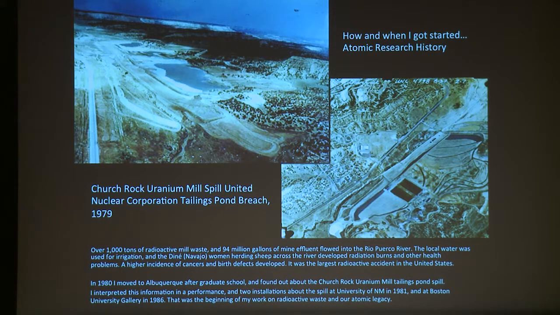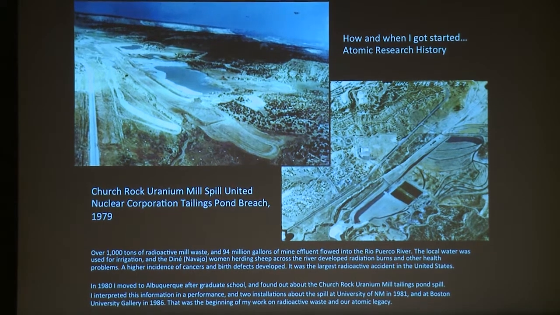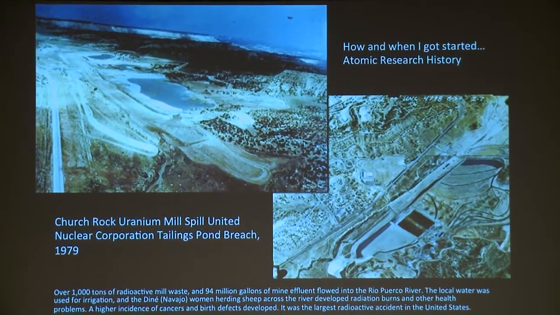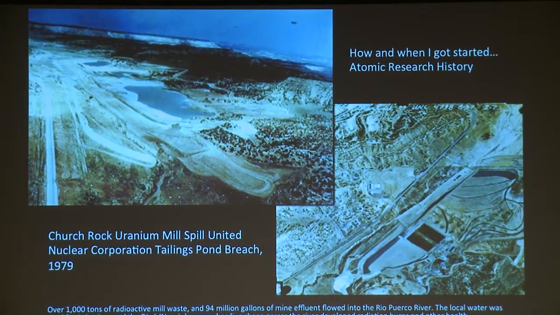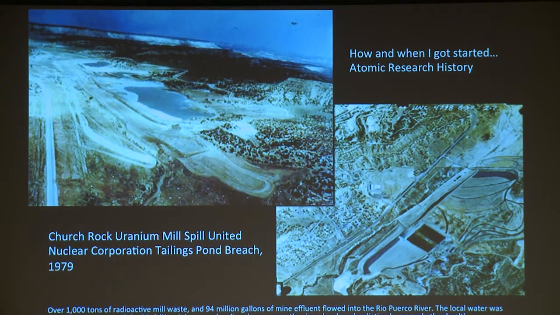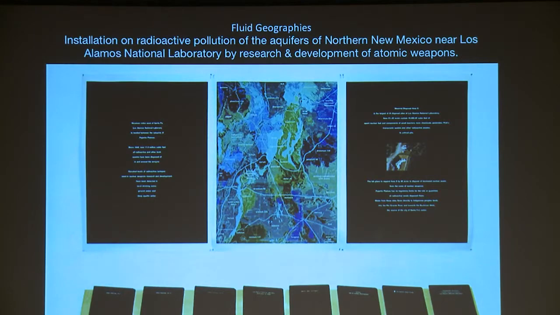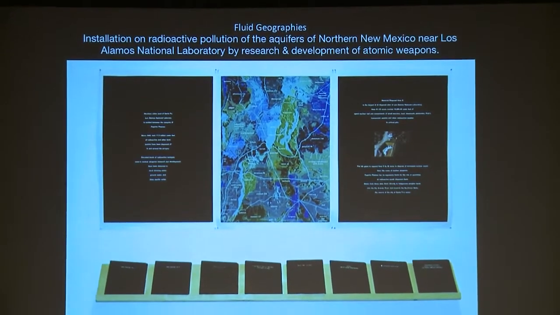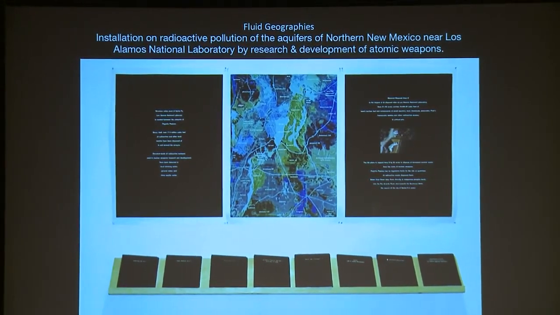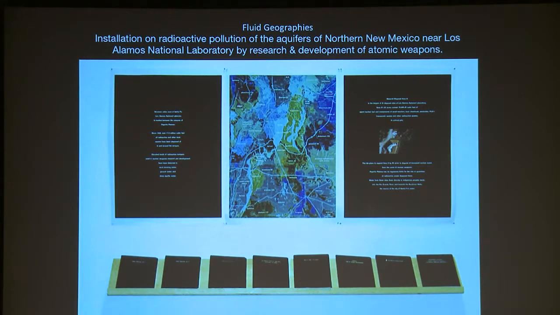Then back in 1980 is when I got very interested in these atomic legacy sites. I was living in Albuquerque, right out of graduate school, I moved to New Mexico. Reading the newspaper, I found out about the Church Rock uranium mill spill that happened 3 months after 3 Mile Island. There's a lot of uranium deposits out west. This spill happened on the Navajo Reservation, and nobody heard about it. And so it went on for months, millions of gallons pouring into the Rio Puerco River.